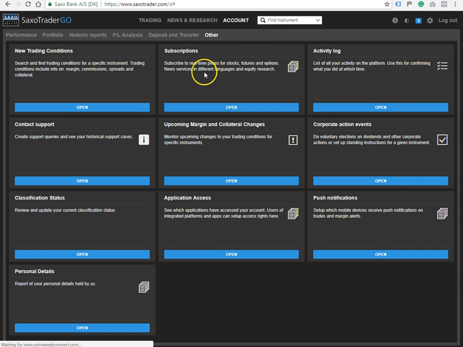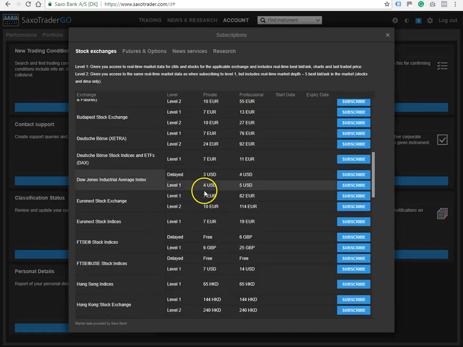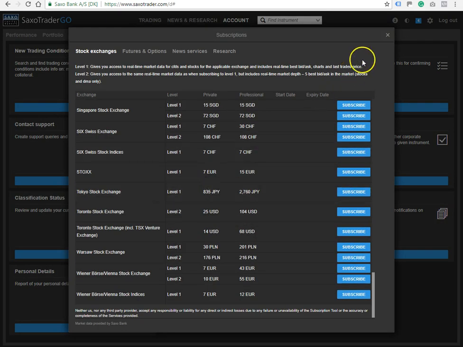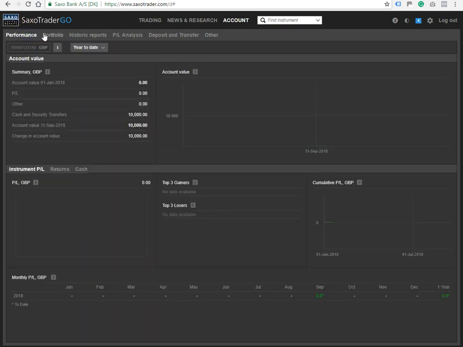Then moving on to the account section, you've obviously got lots of subscriptions, so you can get level 1, level 2 data, and so on for all the various exchanges if you trade a particular exchange regularly. Corporate actions, for example, you've got lots of interesting features.